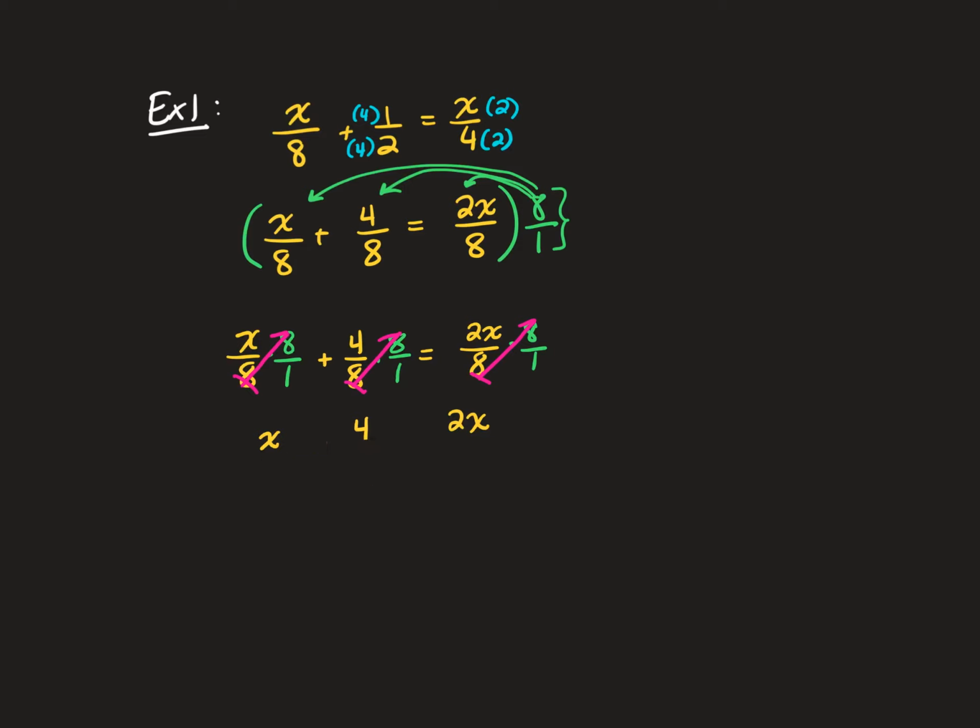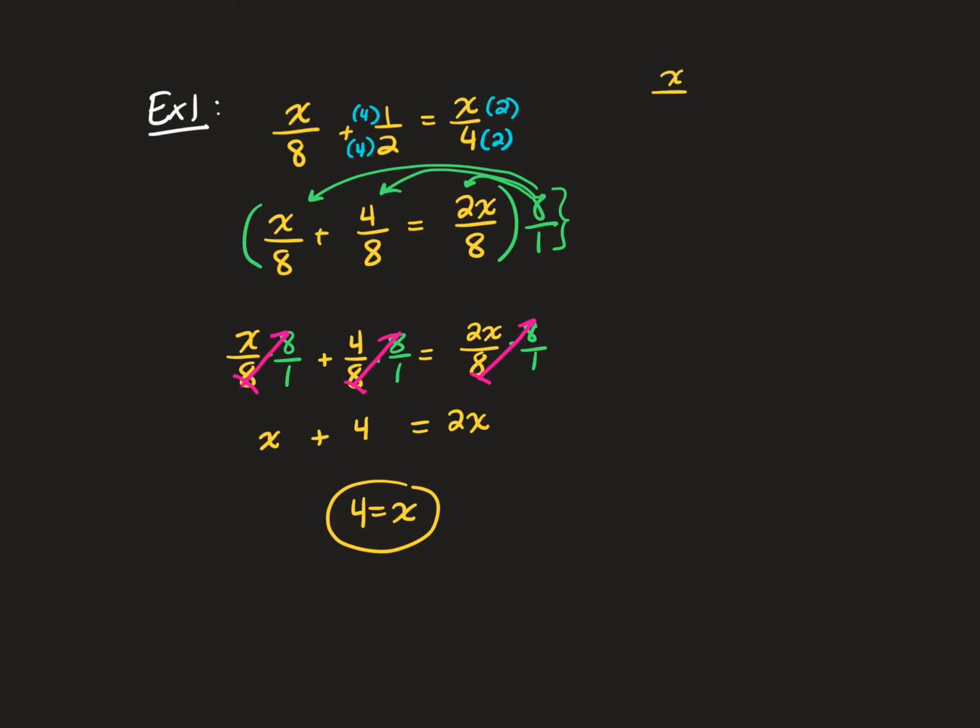We could just write it as x plus 4 equals 2x. And then you've got a really simple equation that you can solve. Subtract x from both sides, and you're going to have 4 equals x. Now, the one thing that you have to make sure with rational equations is that your solution will actually work in the original problem.